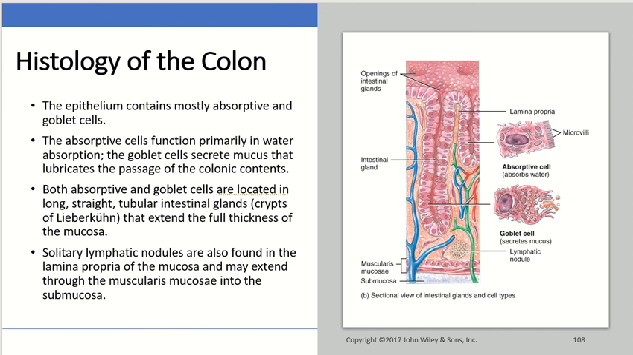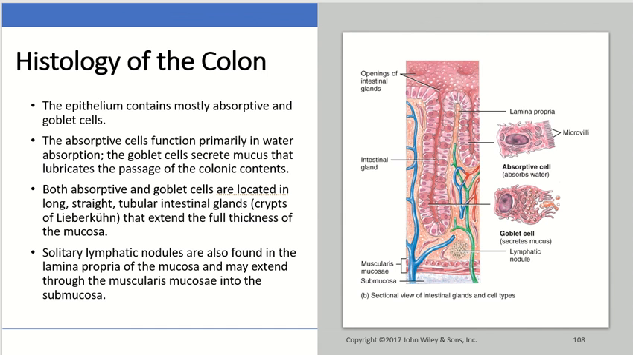Looking at the histology of the colon more closely, looking at the actual cells that make up the tissue. The epithelium in the colon is going to contain mostly absorptive cells and goblet cells. The absorptive cells are going to function primarily in water absorption, and the goblet cells are going to secrete mucus that's going to help to lubricate the passage of the colonic contents.